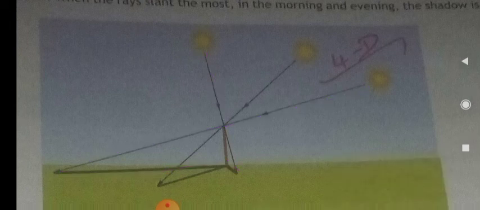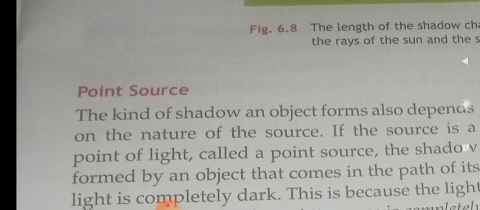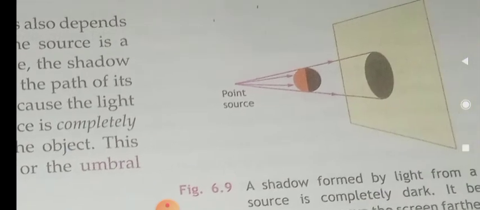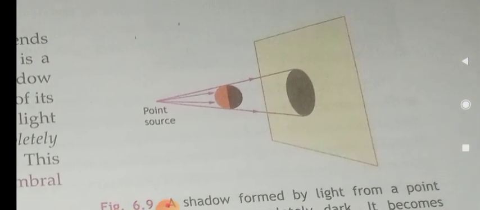Then next comes the point source. What do you mean by a point source? The kind of shadow an object forms also depends on the nature of the source. If the source is a point of light, called a point source, the shadow formed by an object that comes in the path of its light is completely dark.